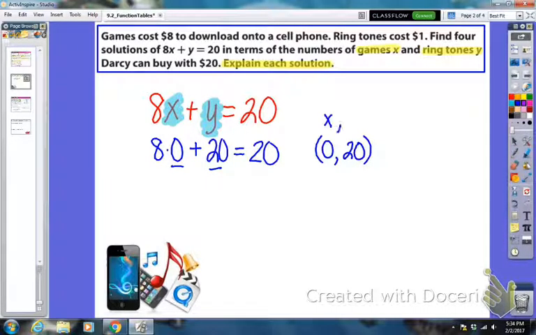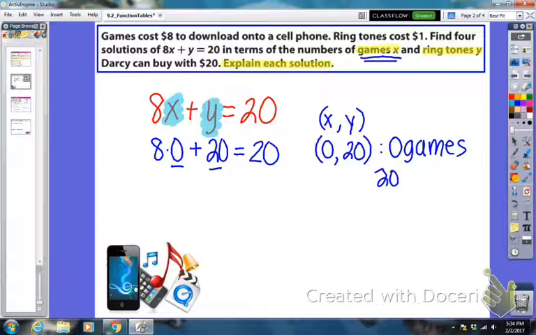So remember, an ordered pair is x comma y. So this means the x was the number of games. So you have 0 games, but you bought 20 ringtones.